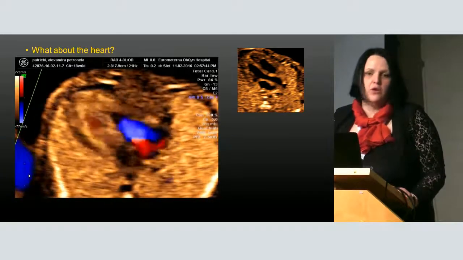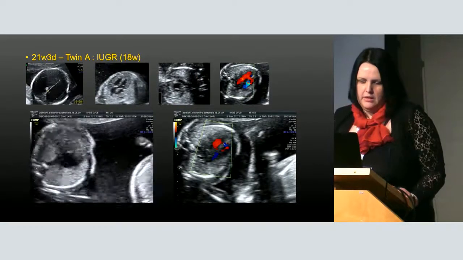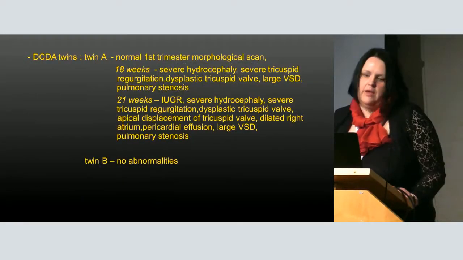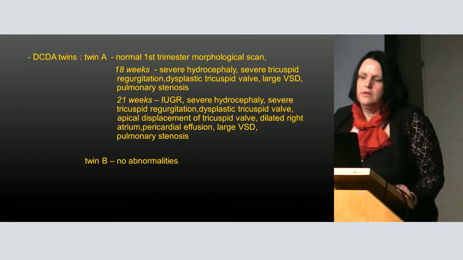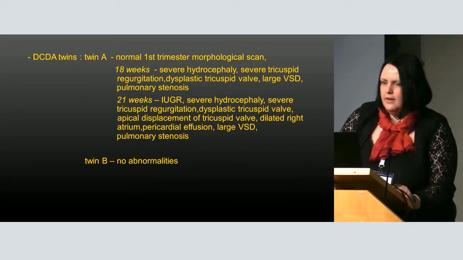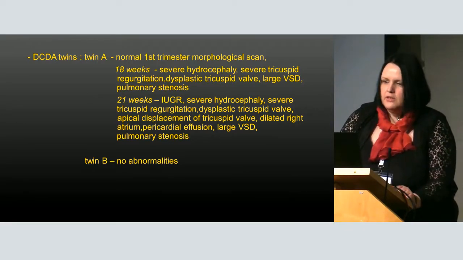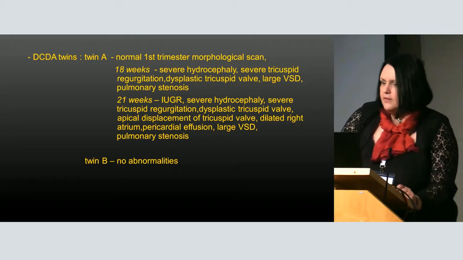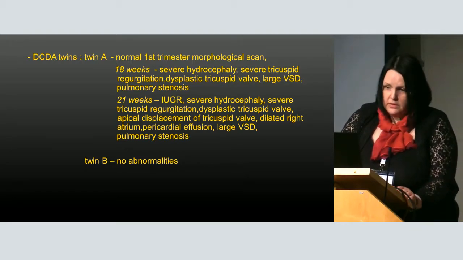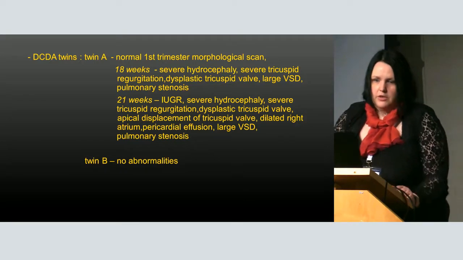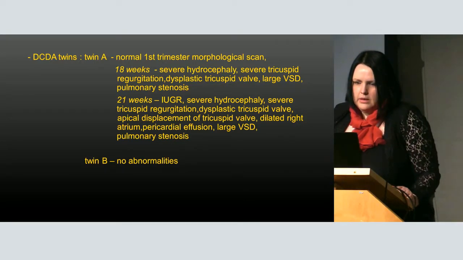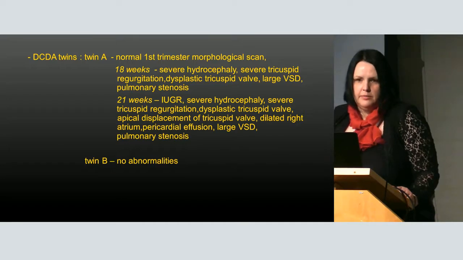So the pregnancy is ongoing now, it is the 23rd week. And I think for now I have this data: a normal first trimester morphological scan, at 18 weeks severe hydrocephaly, severe tricuspid regurgitation, dysplastic tricuspid valve, a large VSD, and pulmonary stenosis secondary to the regurgitation. And at 21 weeks, also the pericardial effusion and the dilated right atrium.